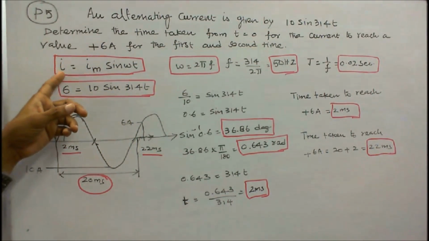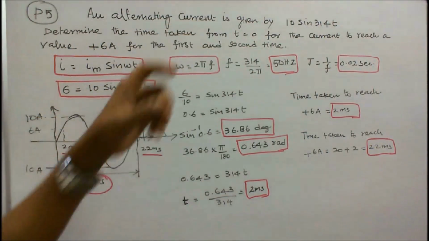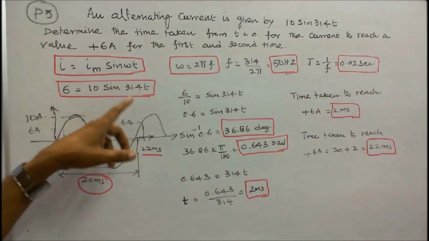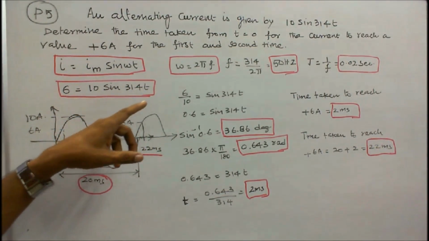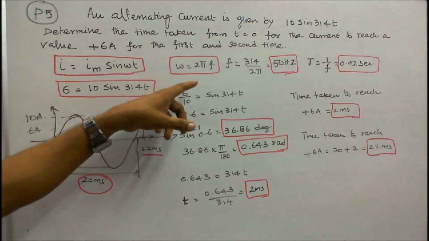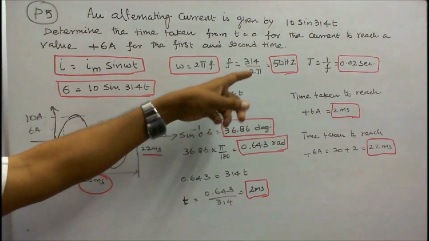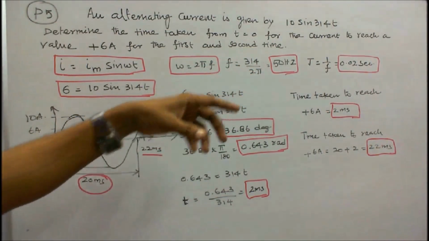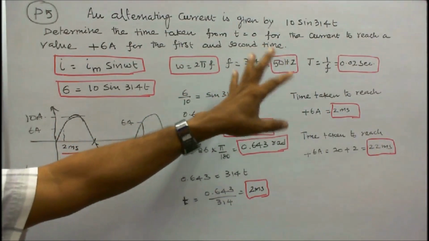Here the instantaneous value is given as 6 and Im is given as 10. So 6 is equal to 10 into sine 314 into t. We know that omega is equal to 2 pi f. We can find f. F is equal to 314 divided by 2 pi, that is equal to 50 Hz. We can find the time period. T is equal to 1 by f, that is equal to 0.02 seconds or 20 milliseconds.